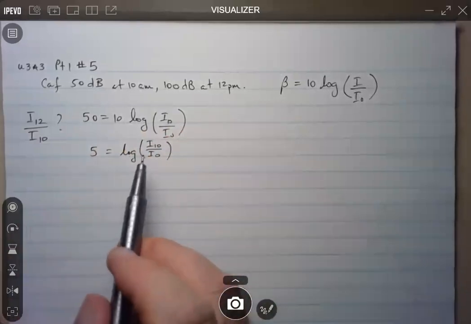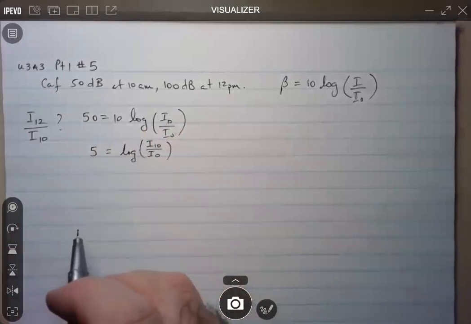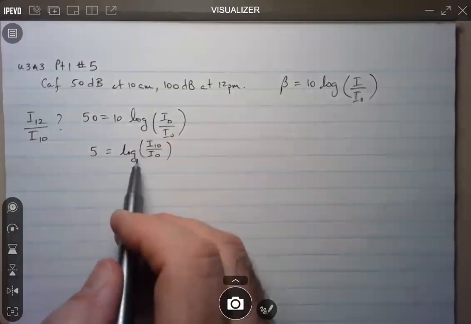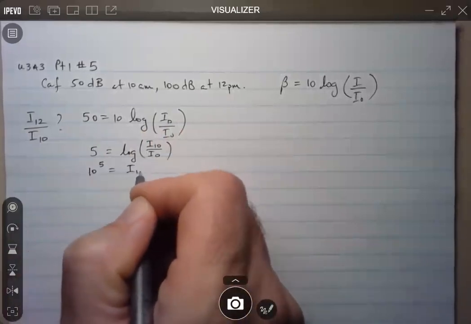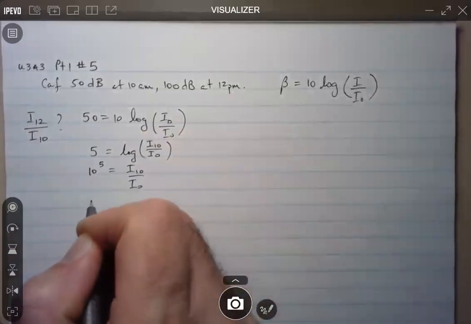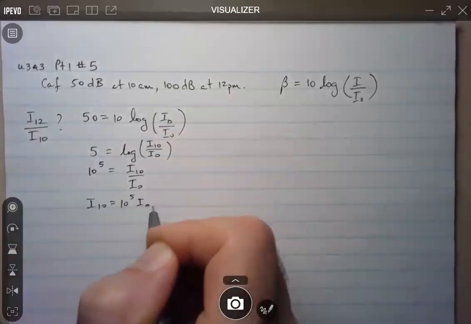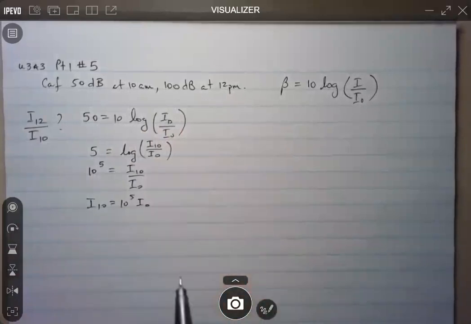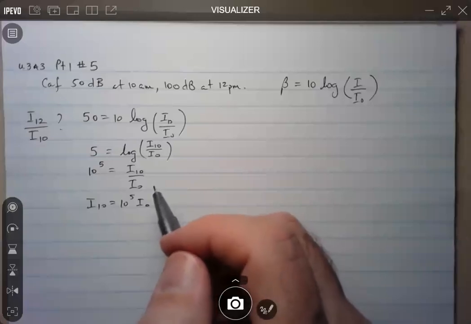Okay, now that I have a single logarithmic expression equal to a number, I'm going to write it in exponential form. So base 10 exponent 5 is equal to I10 over I0. And so I10 is 10 to the 5 times I0. Okay, and then I'm going to repeat the exact same thing for the 12 p.m.